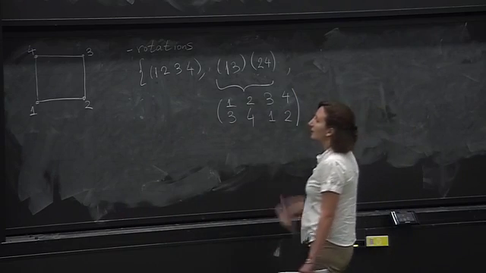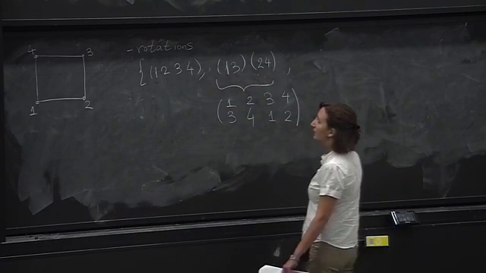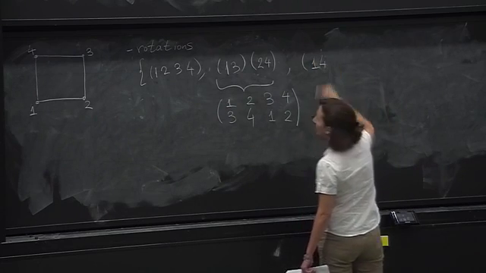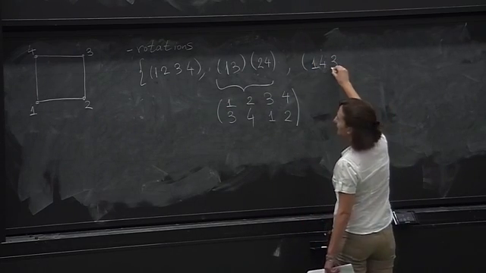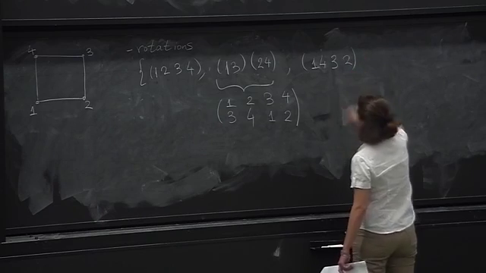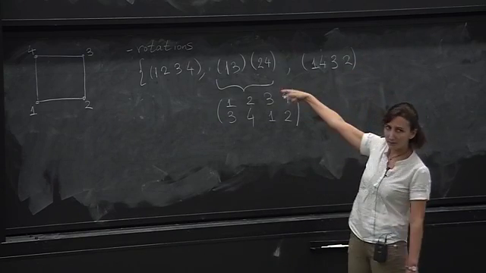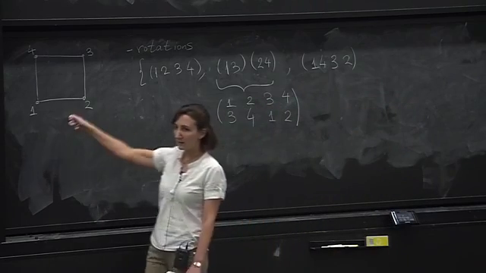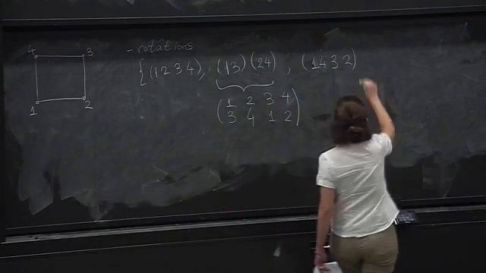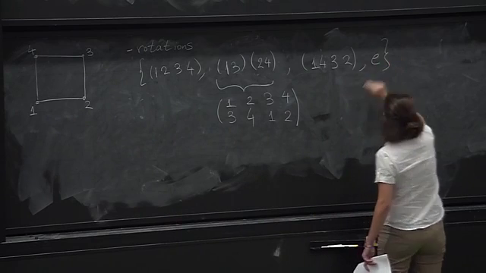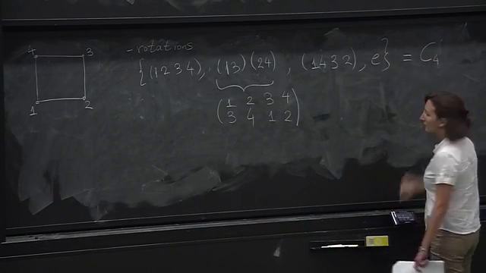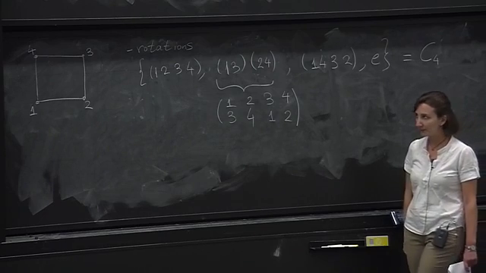Okay, what if I take a third rotation? Now, 1 will go to 4, 4 will go to 3, and 3 will go to 2. And if I apply the same rotation once more, I will return where I started from, and this is the identity element. So this is the cyclic group for 4 elements.